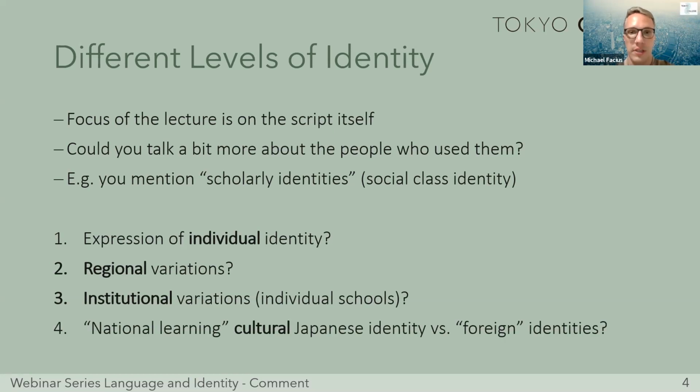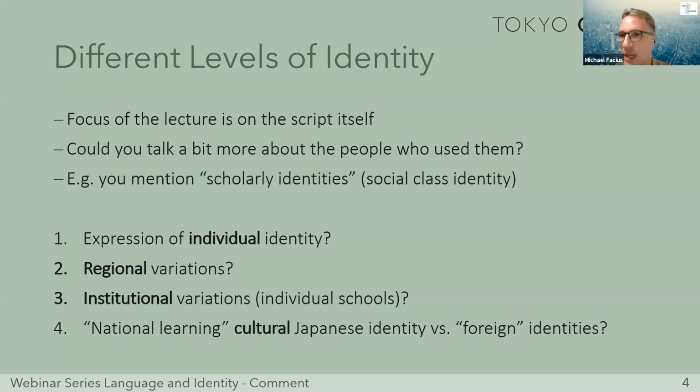And the fourth question I found very interesting is that you showed how national learning was also creating these cultural Japanese identities through script, and kind of would juxtapose, not necessarily at the beginning, not necessarily explicitly, but increasingly explicitly, this Japanese script identity with a Sinitic Chinese script identity, but also perhaps with the Latin character-based script identity, right? The yokomoji, the vertical versus horizontal writing.